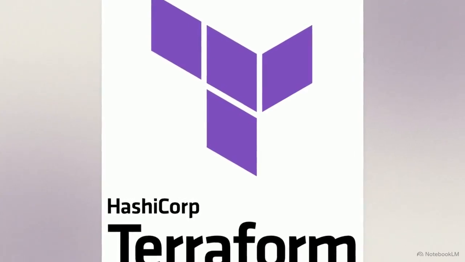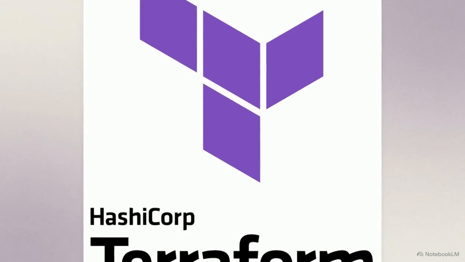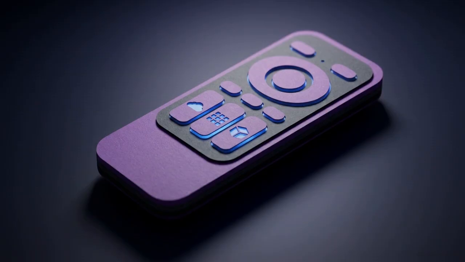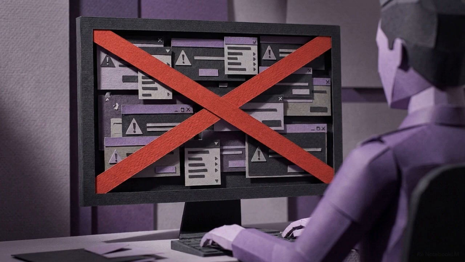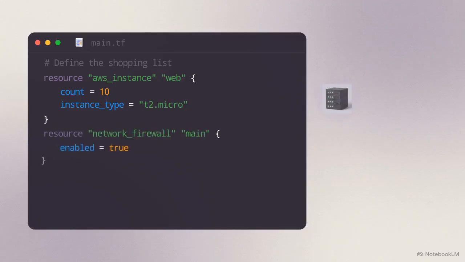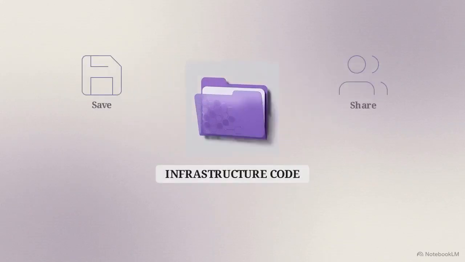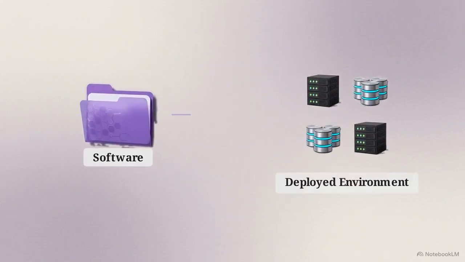It is the industry standard for a concept known as infrastructure as code. Think of Terraform as a universal remote control for the cloud. Instead of logging into a website and clicking buttons, you simply type out a plain text shopping list of the exact resources you need. By shifting from clicking buttons to writing a list, building a data center is no longer physical labor. Your entire cloud infrastructure becomes software, which means you can save it, share it, and reproduce it instantly.